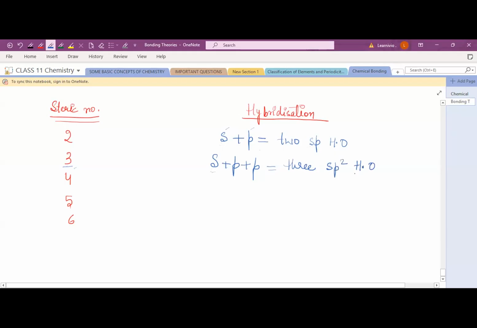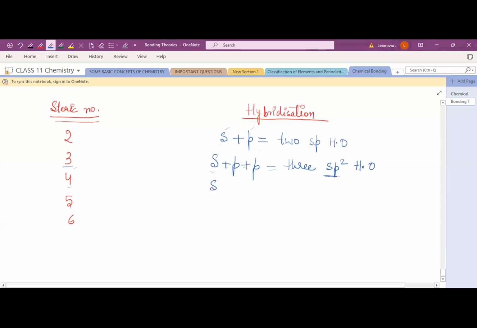If I ask, if the steric number is 3, what is the hybridization? The hybridization is sp2 hybridization. And how many hybrid orbitals are there? 3 sp2 hybrid orbitals. Is it clear? Yeah, ma'am.